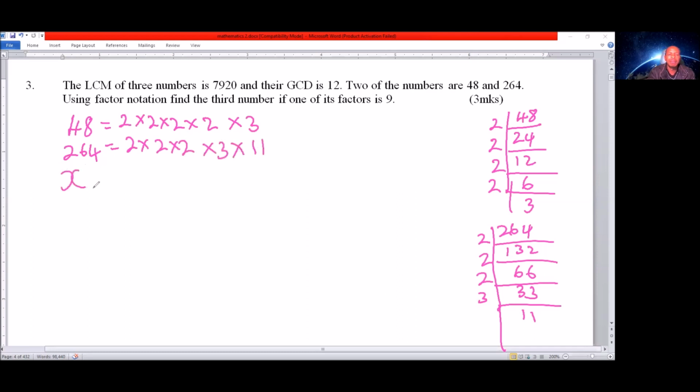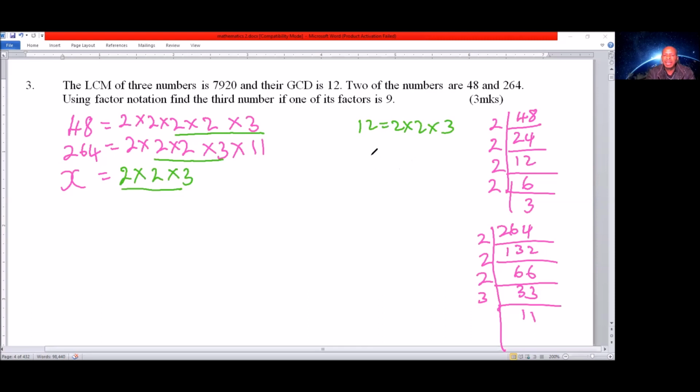Then let the other number be x, the other number. We have our GCD. Our GCD is 12. So what does that mean? For GCD, greatest common divisor, we get what is common. So 12 is the same as 2 times 2 times 3. So it must be common there, and must be common there, and must be common in our third number. So here we must have 2 times 2 times 3, so that we have that GCD.